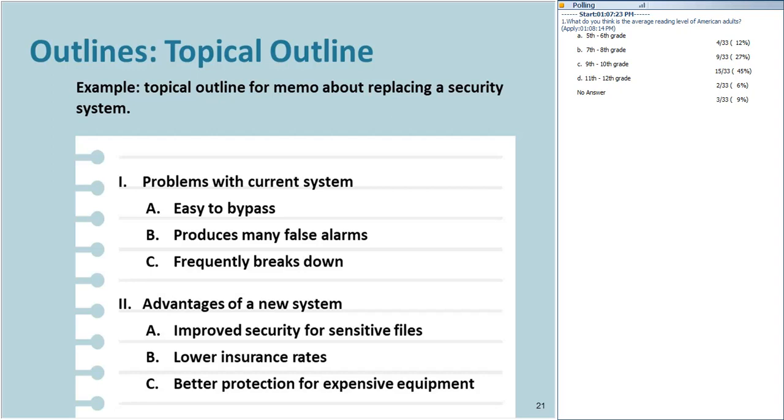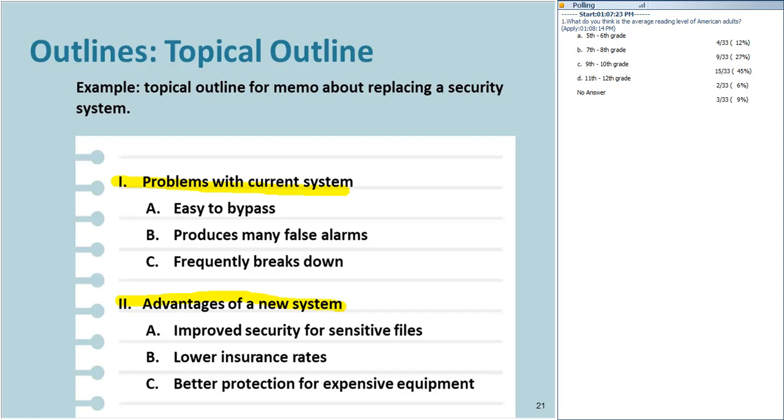Now, as I said, there are quite a few different types of outlines, and the type you probably learned in school is called a topical outline. The example you see here on the screen is a topical outline for a memo about replacing the security system in your office. You can see that there are two main topics: problems with the current system and advantages of a new system. Those are the main topics, and subtopics are under each one.